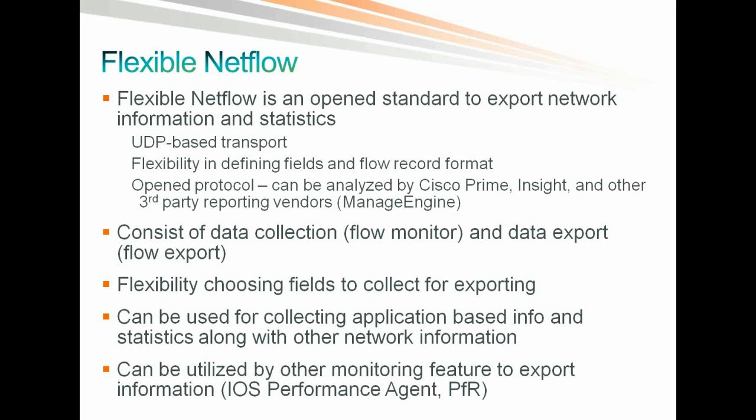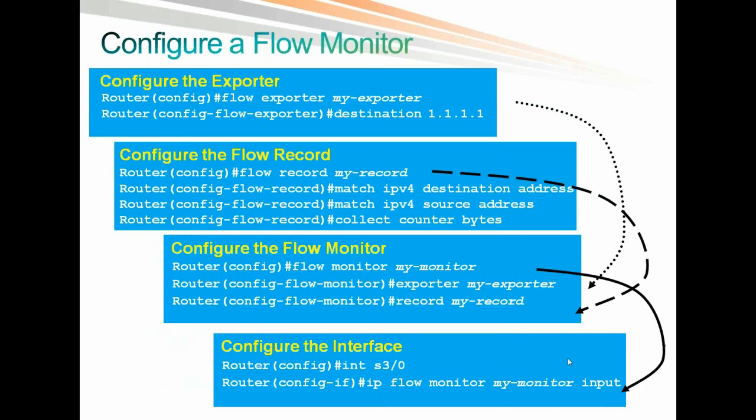This also can be utilized by other monitoring features like Performance Agent and a big one, which is PfR, and PfR can actually use the information to switch paths. We won't detail PfR since it's a routing thing, but essentially it's very interesting to see how it could possibly change the path of traffic based on that information.